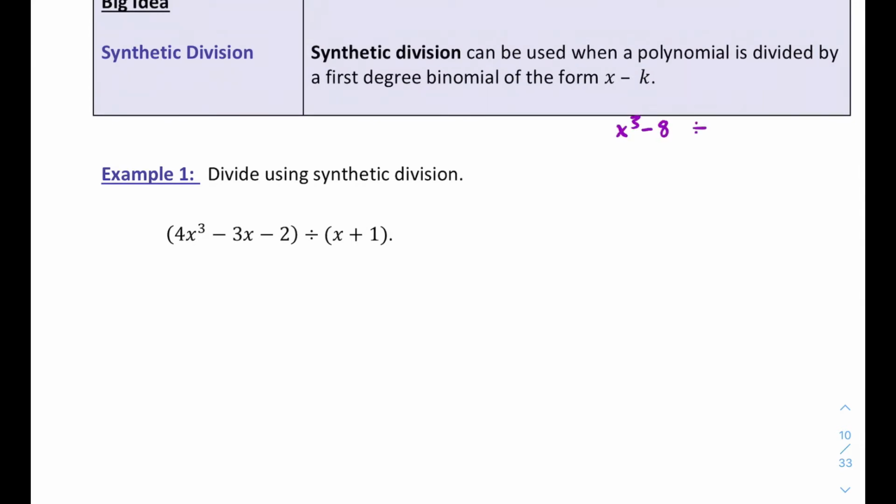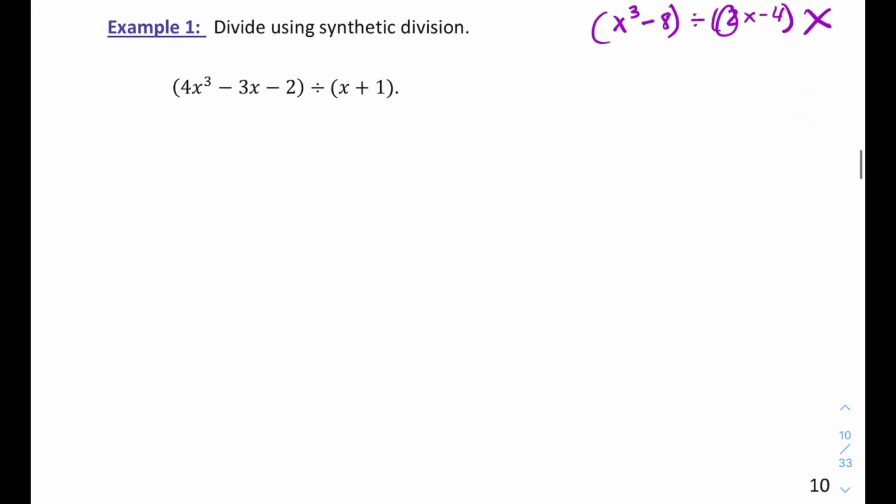So synthetic division is an alternative to long division that you can use when your polynomial is being divided by a binomial of the form 1x plus or minus some constant. So you could do something like x cubed minus 8 divided by x minus 4 with synthetic division, but you couldn't do something like that divided by 2x minus 4 because that coefficient on your variable is a 2, not a 1. So you can only use synthetic division in certain cases.